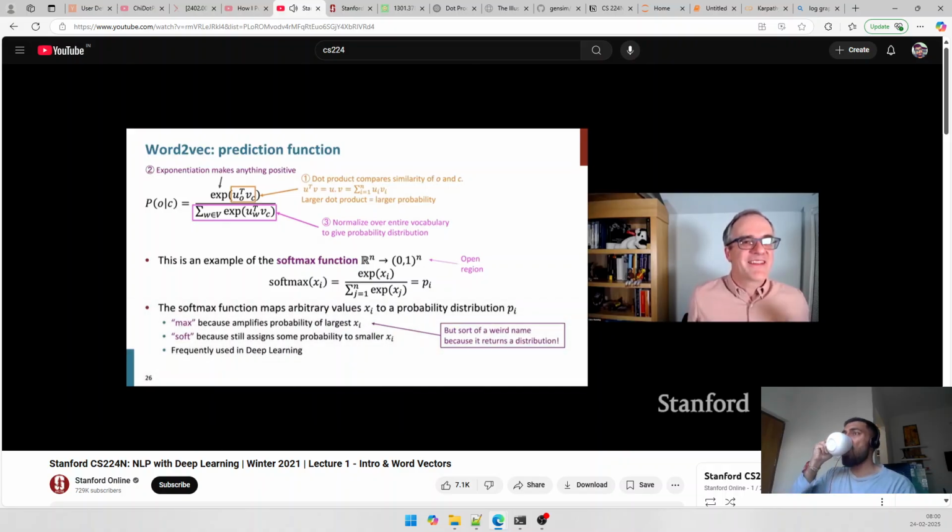If both are negative, it'll add a lot to the dot product sum. If one's positive and one's negative, it'll subtract from the similarity measure. If both of them are 0, it won't change the similarity. So it seems a plausible idea to just take a dot product and think, well, if 2 words have a larger dot product, that means they're more similar.